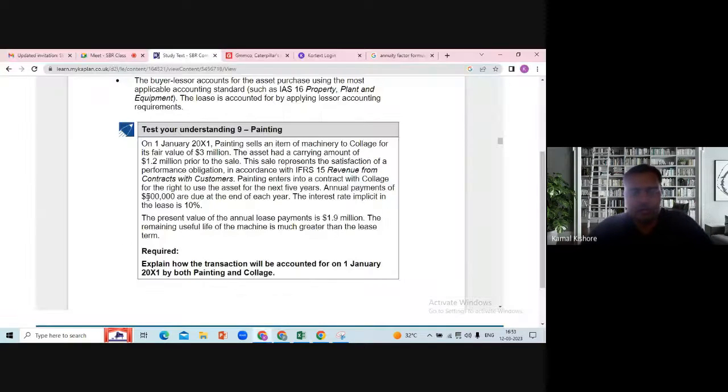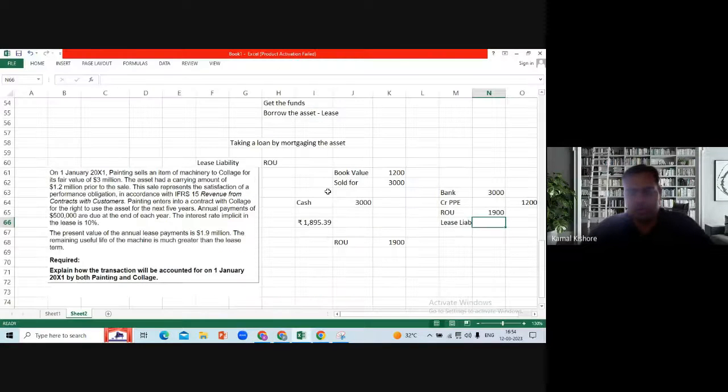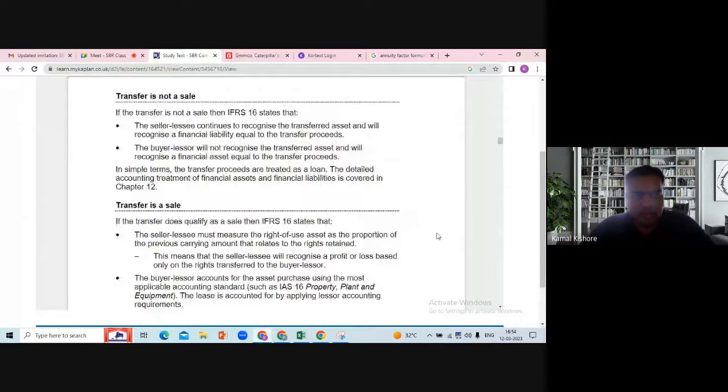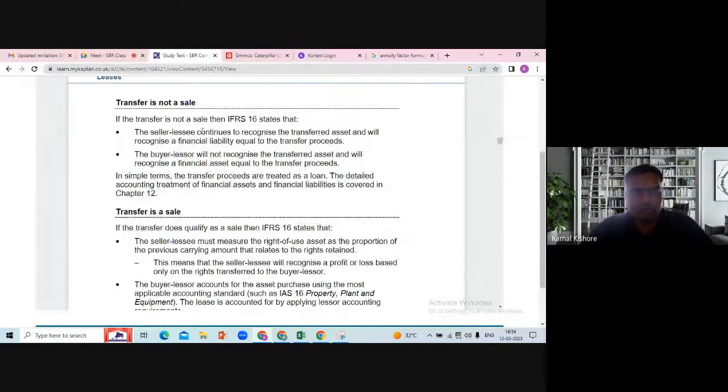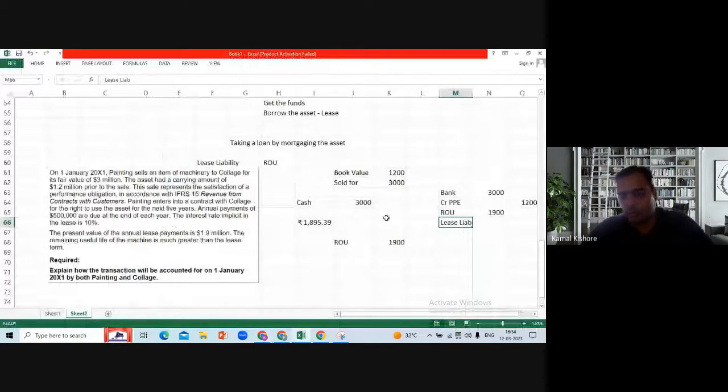Let us look at what the standard says. Lessor accounting requirements: the proportion of the previous carrying amount that relates to the rights retained. 1200 divided by 1900, that is the proportion. Now lease liability, how much? For example, if it is not a sale, the financial liability is equal to the transfer proceeds, the sales proceeds. But here they are not talking about it.